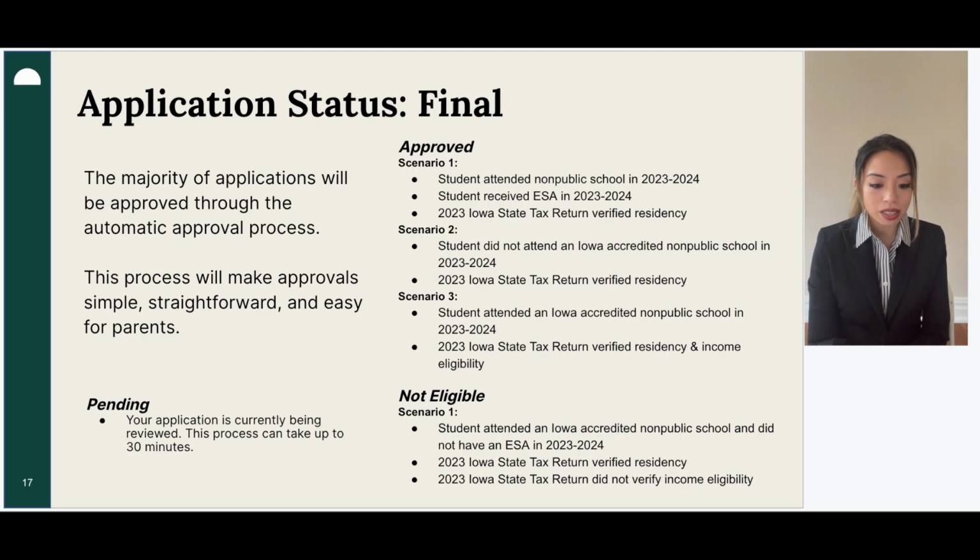Another status that parents and guardians may see is the not eligible status. This would occur in the following scenario. Parents and guardians apply for a student who previously attended an Iowa accredited non-public school in 2023 to 2024 and did not have an ESA for that year. Then the 2023 Iowa state tax return may have verified residency, but the 2023 Iowa state tax return did not verify income eligibility. Therefore, they would receive a not eligible status.